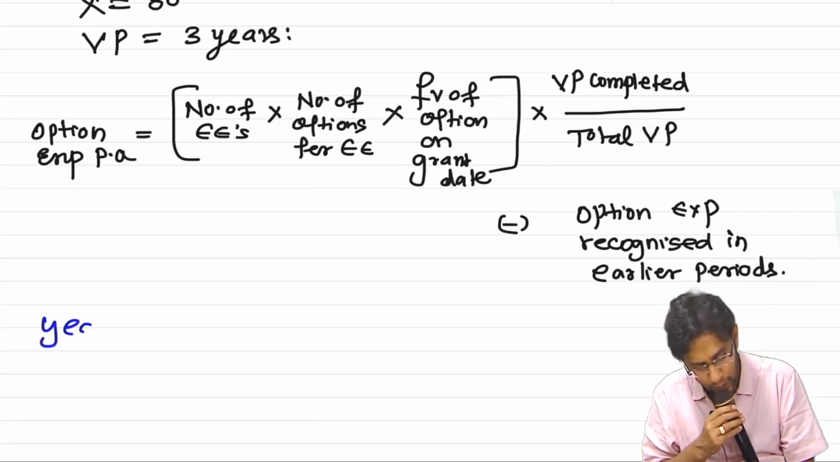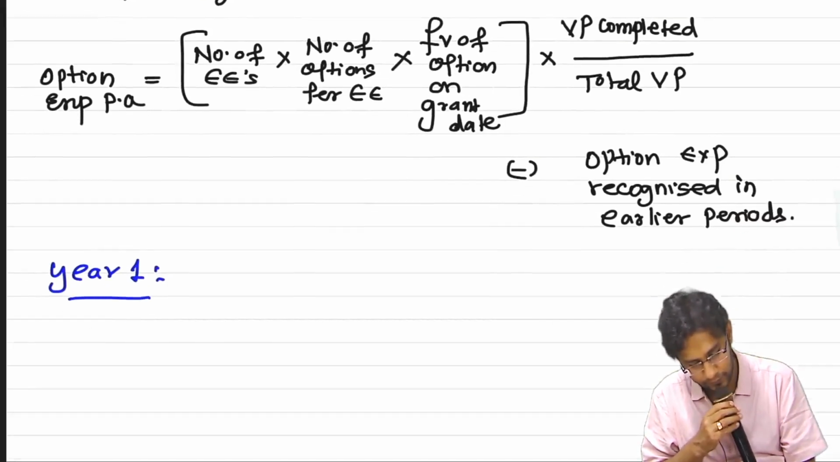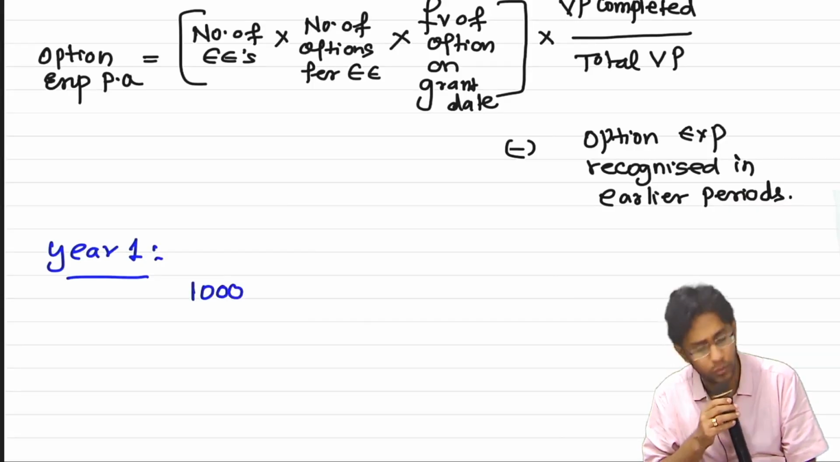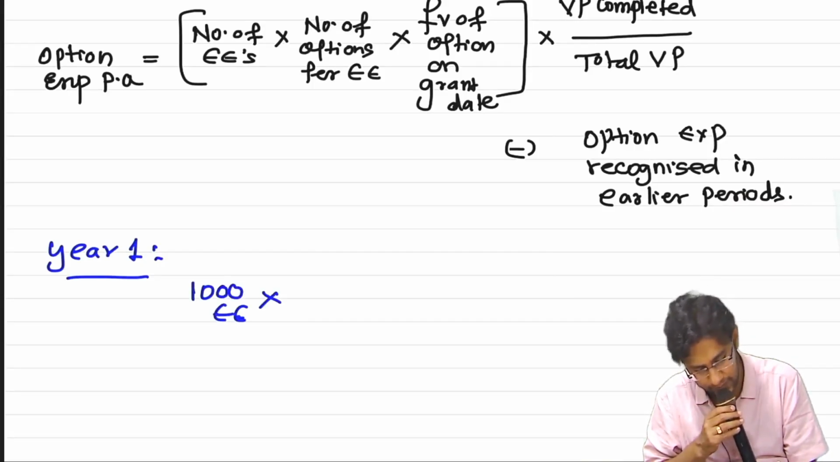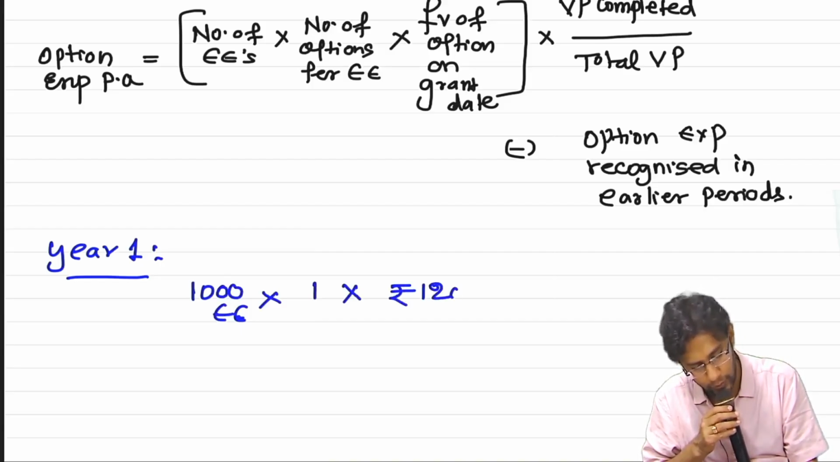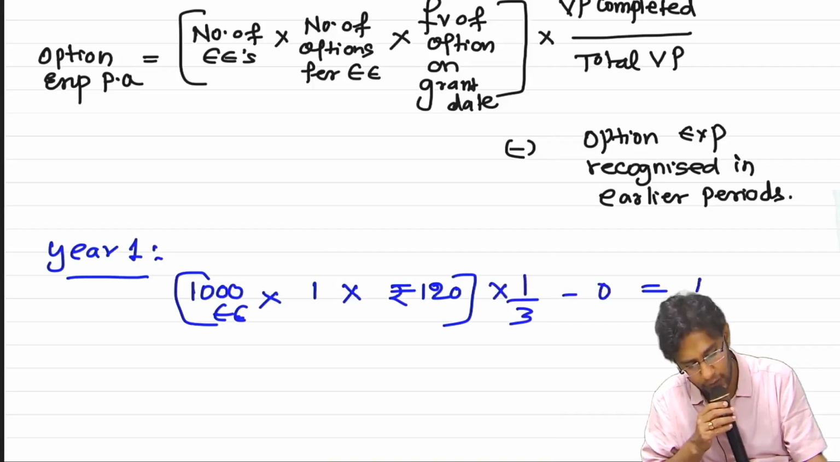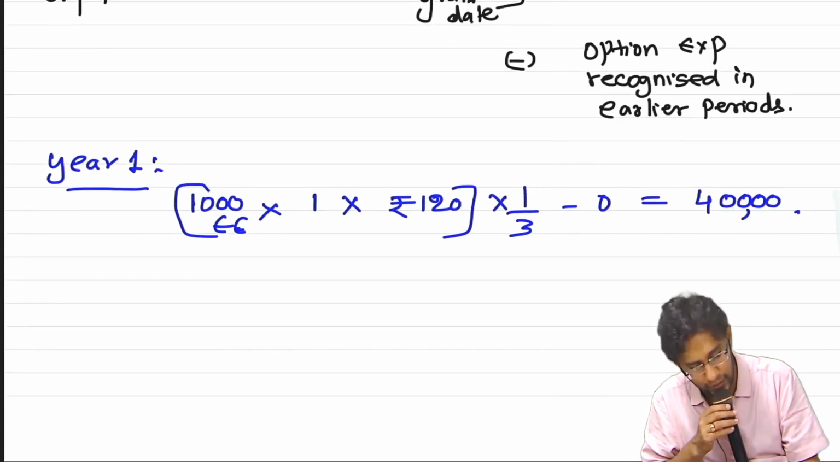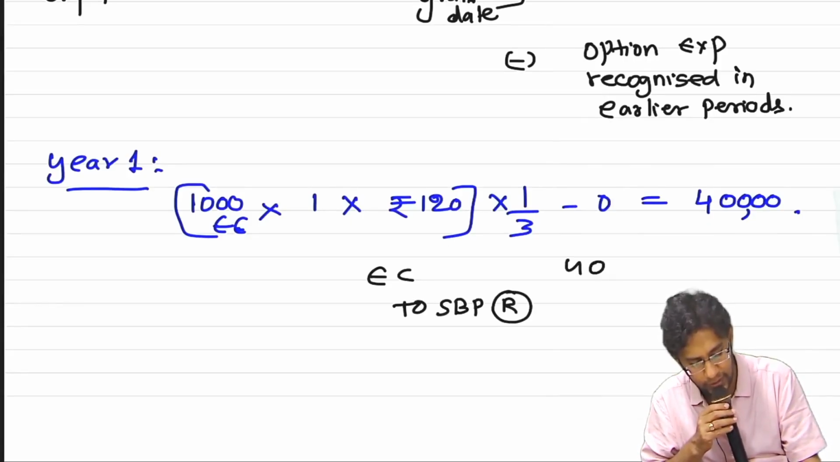Now, when I am in year 1, imagine no employee changes there. 1000 employees, one option per employee, into 120 per option, into 1/3, minus 0. Answer is 40,000. So with this I will go and write an entry: employee compensation account debit to SBP reserve 40,000.